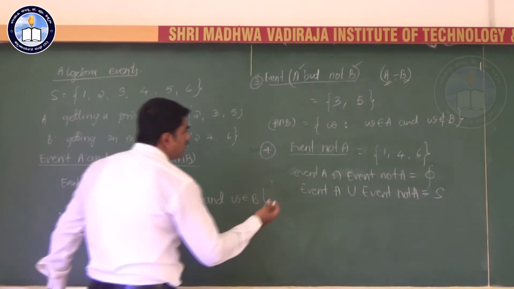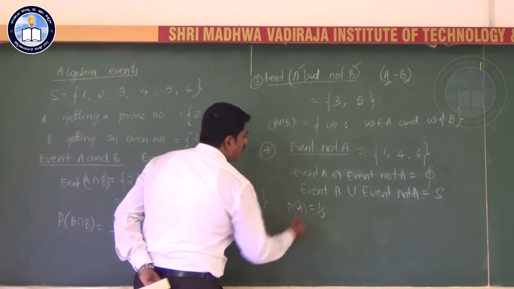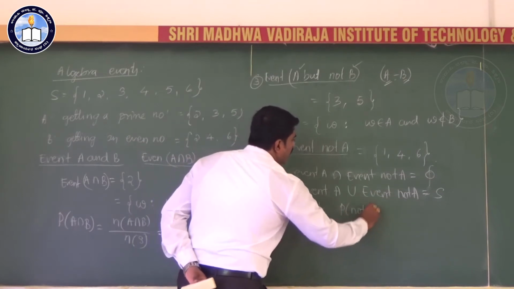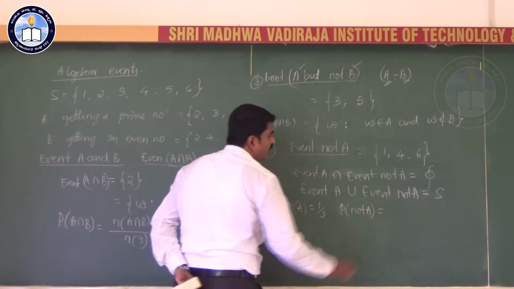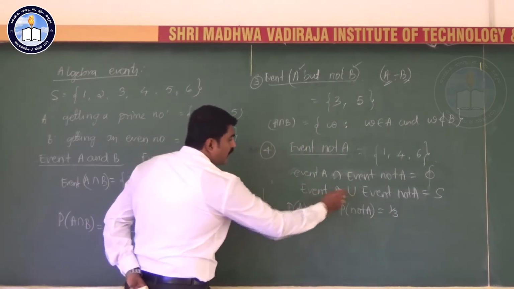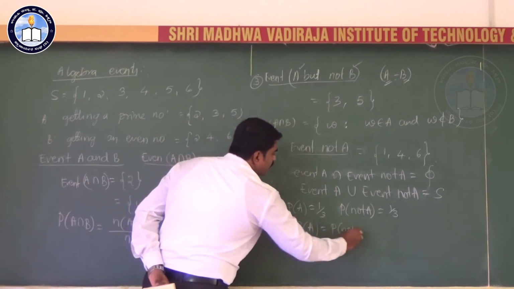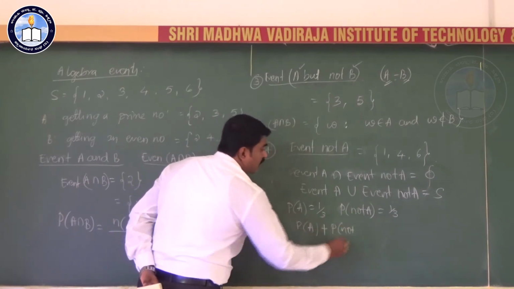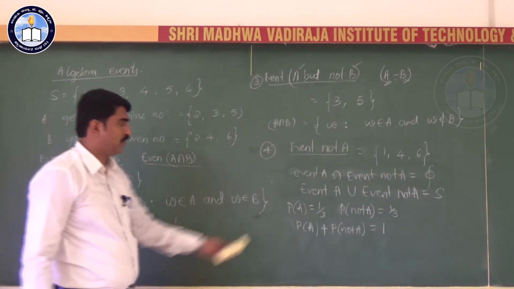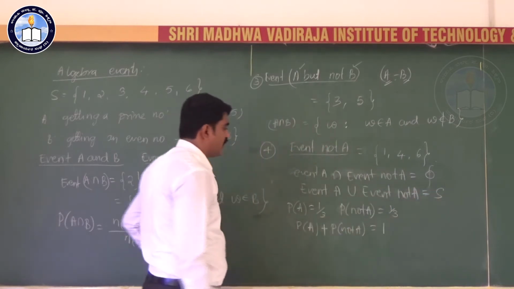So how do we find out the probability? The probability of A is 1 by 3. So the probability of not A, or A complement, we can take as 2 by 3. Therefore P of A plus P of not A is always equal to the probability of the sample space.